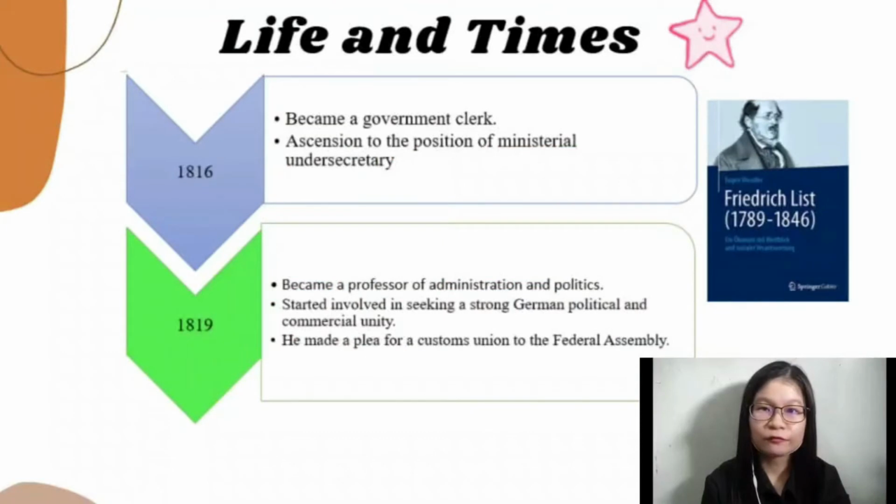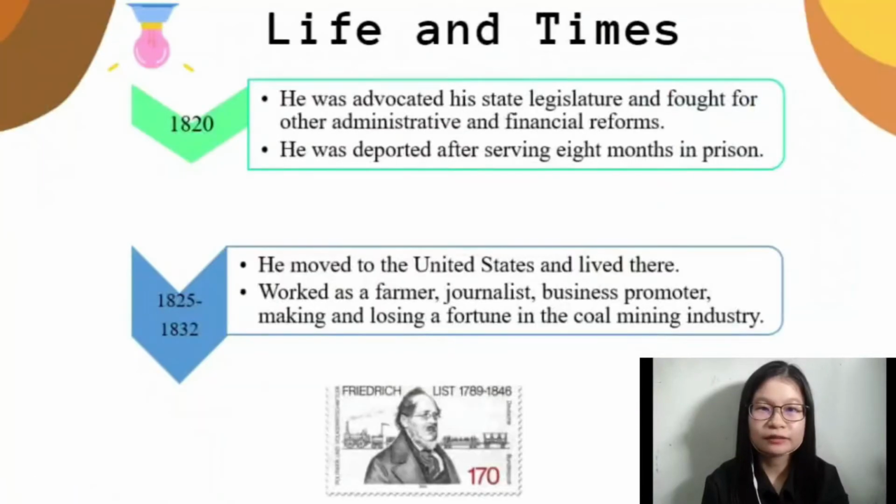First is the life and times of Friedrich List. In the year 1816, he became a government clerk and reached the rank of ministerial under-secretary. Next, in the year 1819, at the University of Tübingen, he became a professor of administration and politics. Friedrich List also became involved in seeking a strong German political and commercial union and submitted a request to the Federal Assembly for a customs union. After that, in the year 1820, he advocated in his state legislature and fought for other administrative and financial reforms that were radical at the time.